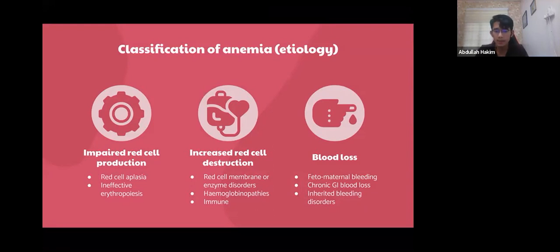So there are red cell membrane or enzyme disorders. For red cell membrane, we have hereditary spherocytosis. For enzyme disorder, we have G6PD. Under hemoglobinopathies, we have sickle cell and thalassaemia. And for immune, we have autoimmune hemolytic anemia. Lastly, we can classify under blood loss, which may include fetal-maternal bleeding, chronic gastrointestinal blood loss, for example, Meckel diverticulum, and lastly, inherited bleeding disorder like von Willebrand disease.